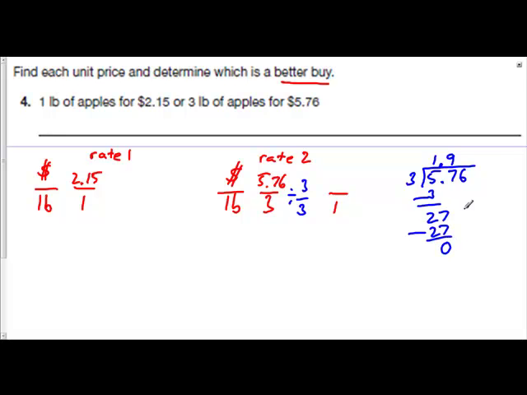And that's 0. Bring down the 6. 3 goes into 6 2 times. 2 times 3 is 6. 6 minus 6 is 0. So $1.92 for 1 pound.